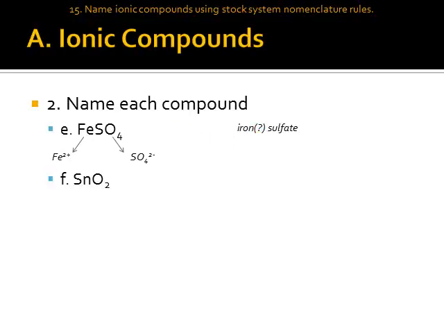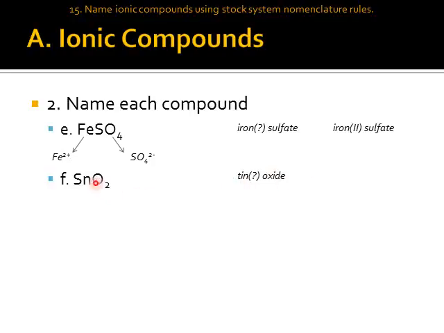Alright, next one. We have SnO2. So looking at our ions here, we have Sn, which is tin, and then we have O, which would be the oxide ion. So this is going to be tin oxide, but again, ask yourself, do we need to indicate the charge on the tin? And the answer is yes, we do. Oh, there it was. There's the iron(II) sulfate. I just put them out of order. Alright, so this compound here is going to be named tin something oxide.